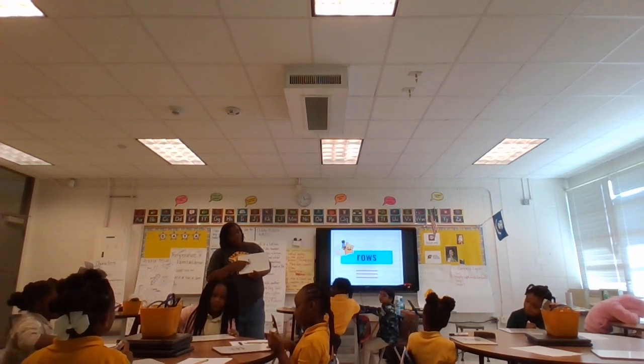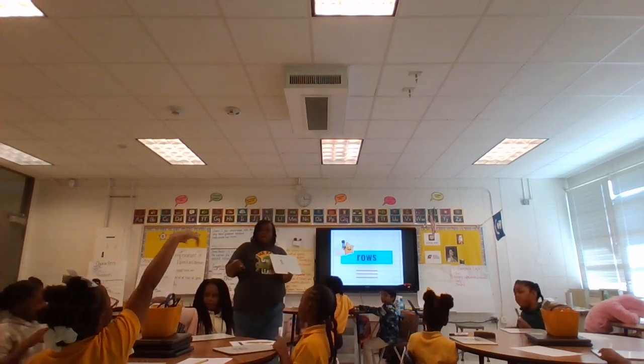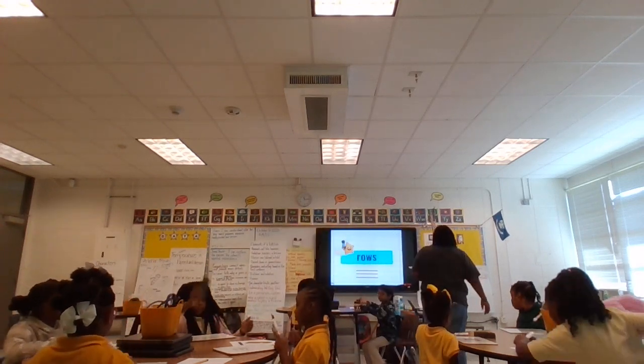Okay. 4 rows go which way? Left to right. And how do columns go? Up and down. Up and down, correct.